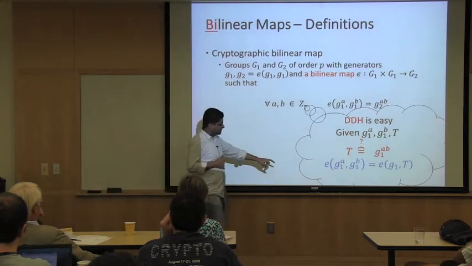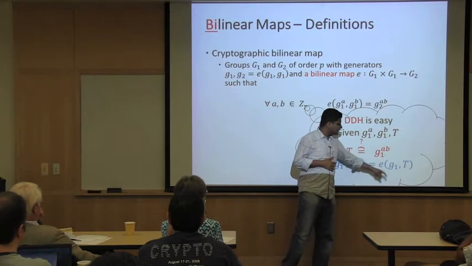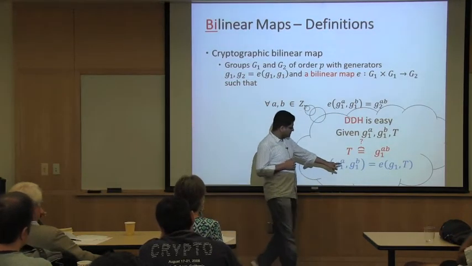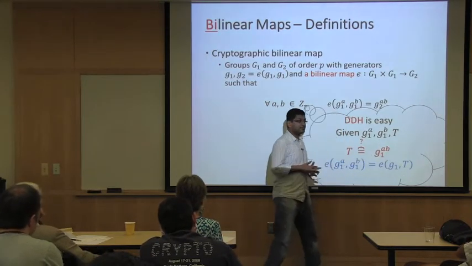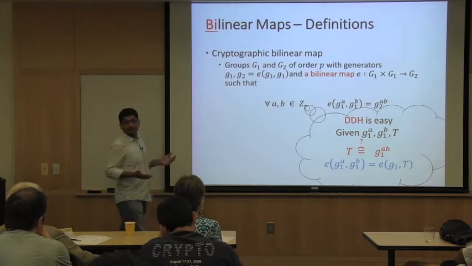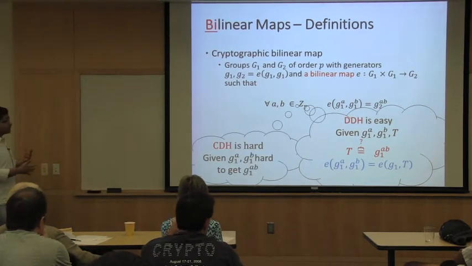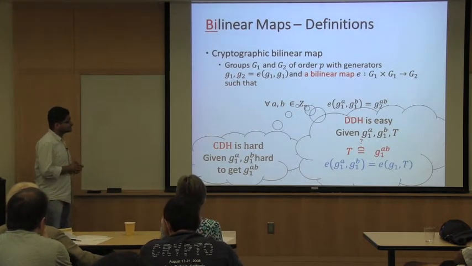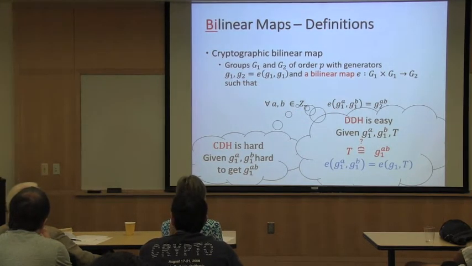You can just pair together g1^a with g1^b, and check if it's the same value as the pairing of g1 with T. In this case, the exponents will get multiplied. The T already has ab in the exponent and it gets multiplied with 1, and so you can check. But still, actually, the problem of coming up with the value g1^(ab) still remains hard in these groups. So this kind of a disparity between the decisional and the computational variant allows for a lot of applications.